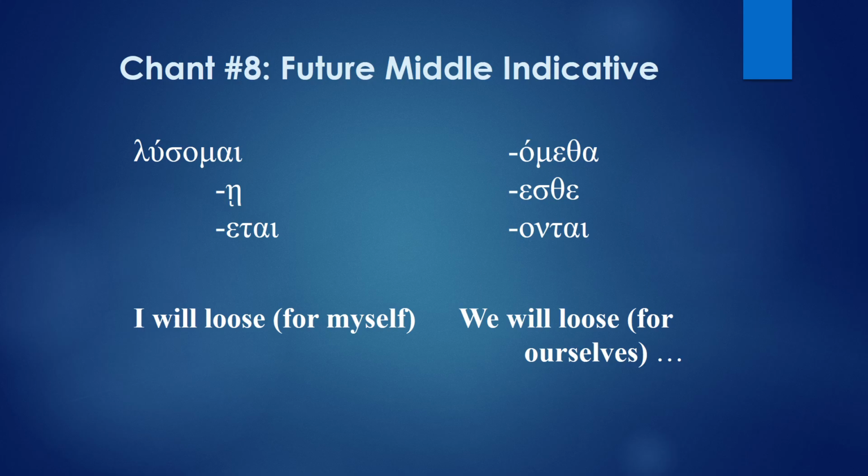The first person plural ending, ometha, meaning we will loose for ourselves. Esthe, the second person plural, you or y'all will loose for yourselves. And third person plural, ontai ending, meaning they will loose for themselves. And now, just the chant by itself. Lusomai, ei, etai, ometha, esthe, ontai.